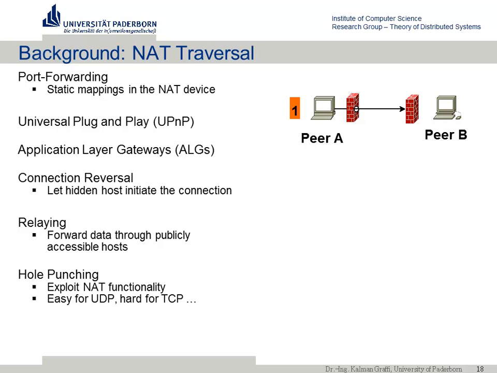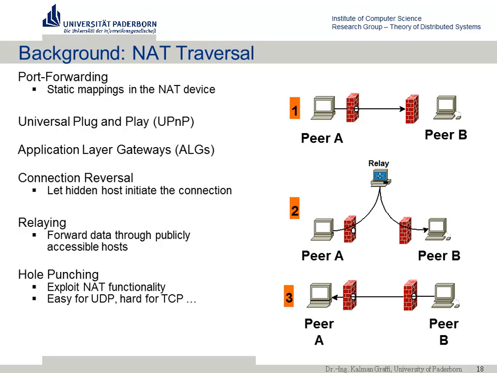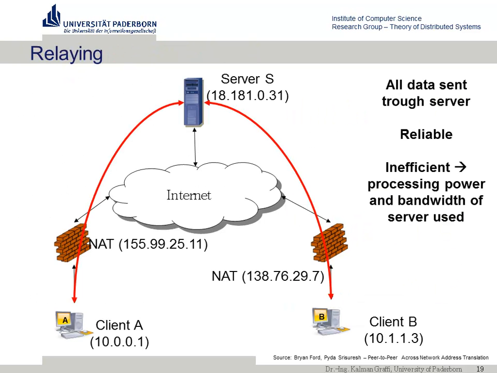These are the various methods how it can be done. Typically you have a problem if you have two nodes behind NATs. This is the main idea of hole punching. What I want to say in the beginning: if you are both behind NATs, you cannot contact each other. But what you can do, we will have an example for it, it's probably easier.